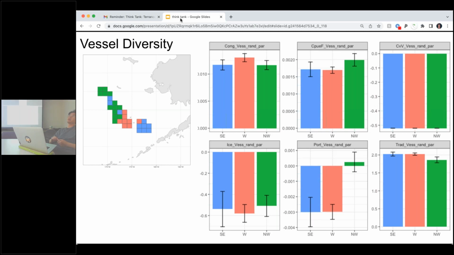Okay. And then how about port of landing? I guess I already have that data. Yeah, they know their port of landing. Okay, that makes sense.